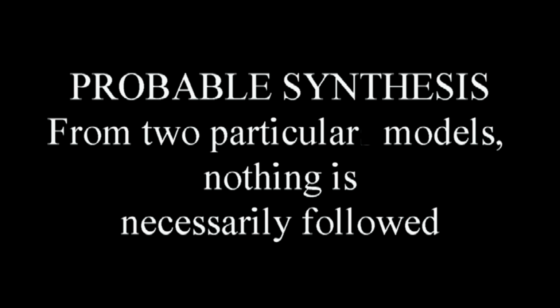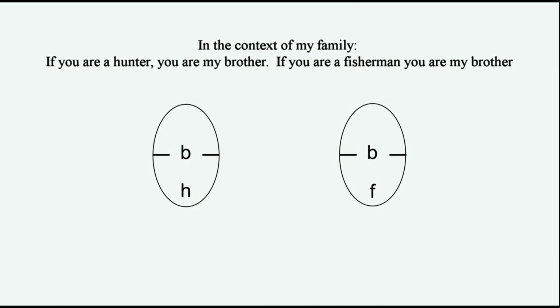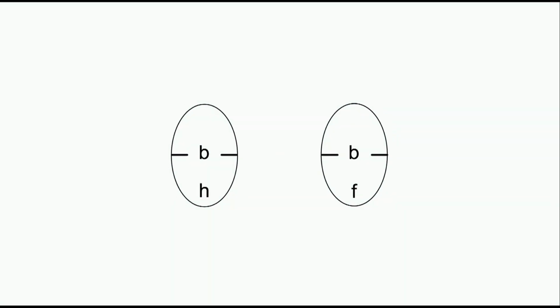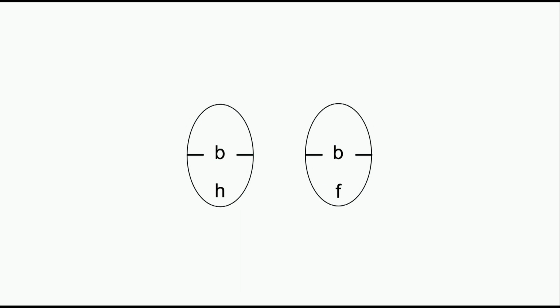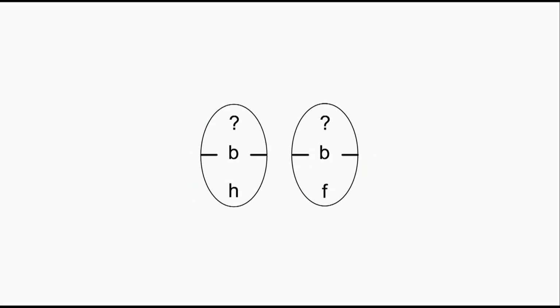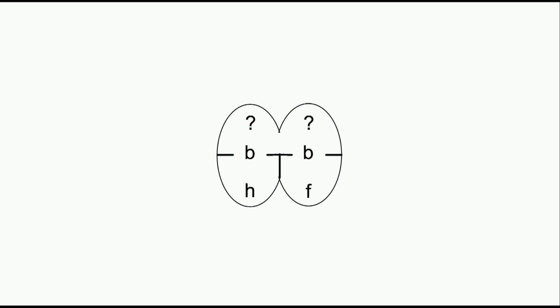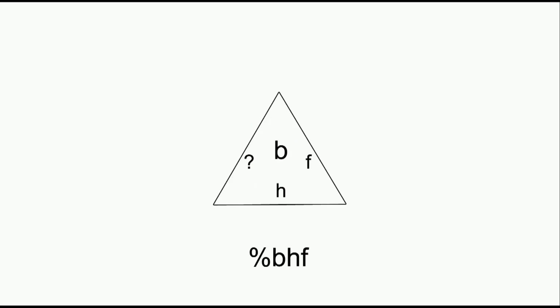Probable synthesis. From two particular models nothing necessarily follows. In the context of my family: if you are a hunter, you are my brother. If you are a fisherman, you are my brother. Maybe I have brothers who are neither hunters nor fishermen. The premises do not say anything about it. The only conclusion that necessarily follows from the premises about my family is that it is probable and more than possible that someone is a hunter and a fisherman at the same time. Remember that the sides of a complex model can be combined, generating types of probable objects.